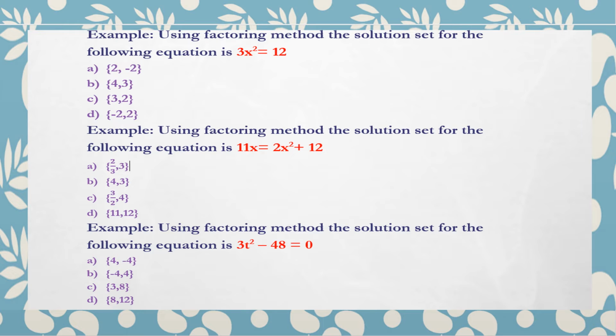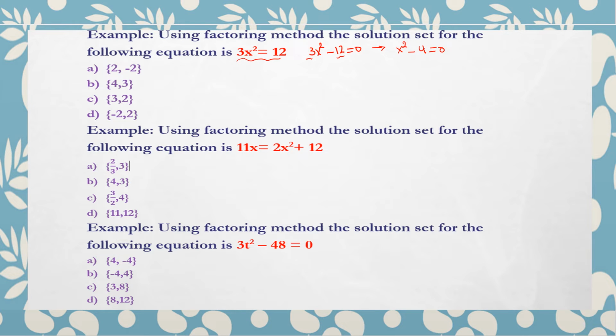Another example, using the factoring method, the solution set for the following equation, 3x squared equals 12. First, we have to set this equation into the standard form. So 3x squared minus 12 equals 0. After that, dividing a and c by 3. So x squared minus 4 equals 0.